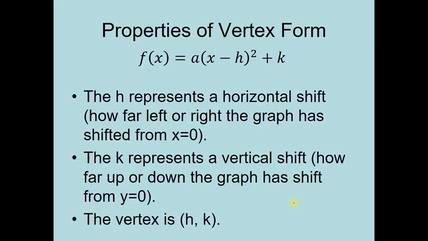The H represents your horizontal shift, so how far left or right when the graph has been shifted from x equals 0. So notice, guys, this is opposite of what it is. So if it's x plus 3, that meant you went left 3. If it's x minus 3, that means you went right 3. The K represents your vertical shift of how much you went up or down. Your vertex is going to be HK.